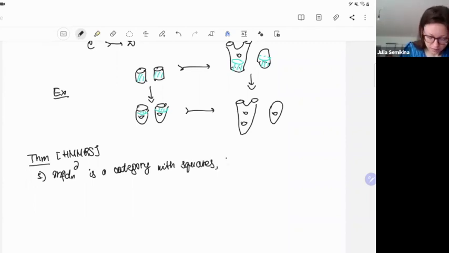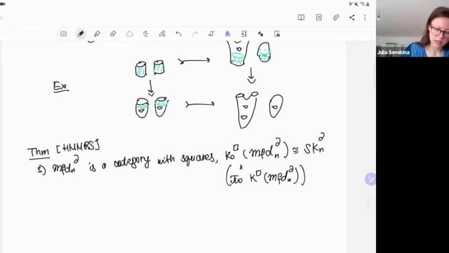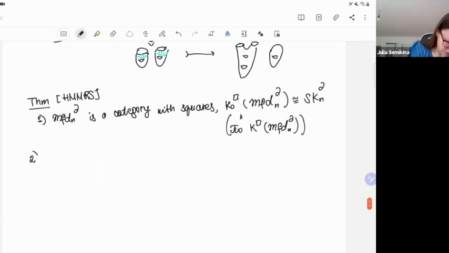And if you compute pi naught of this spectrum that we construct using this machinery, so when I write K naught, it just means pi naught of this spectrum, then it is SK and this boundary, so exactly those groups that we wanted. But then we can go further.